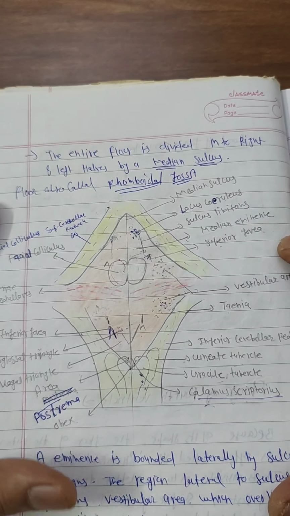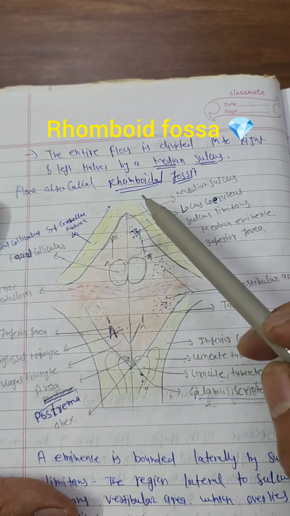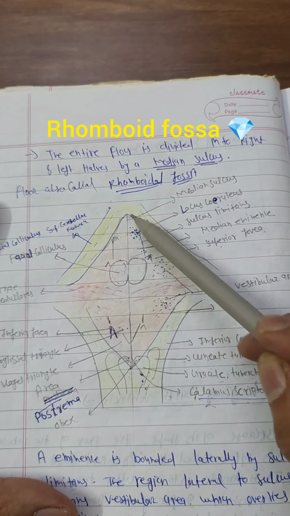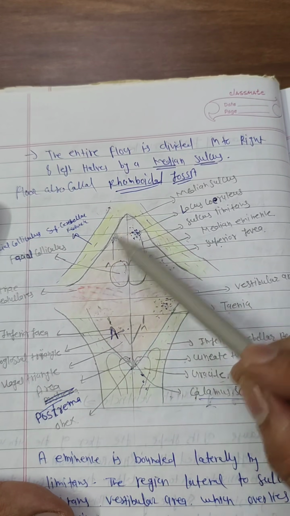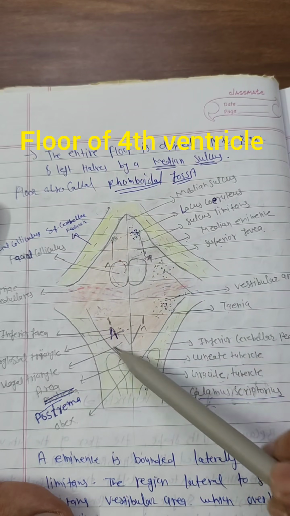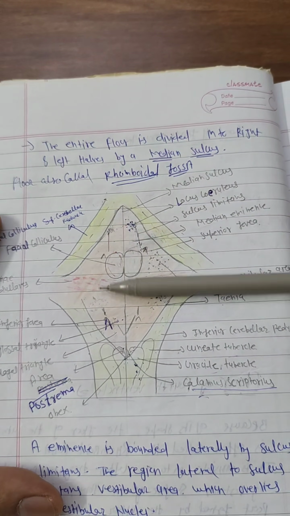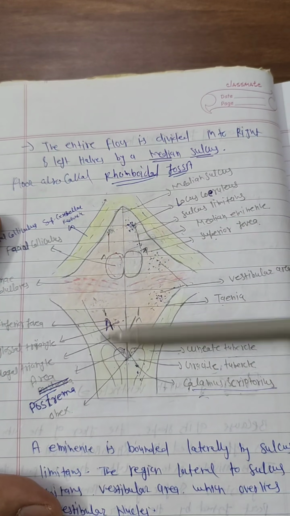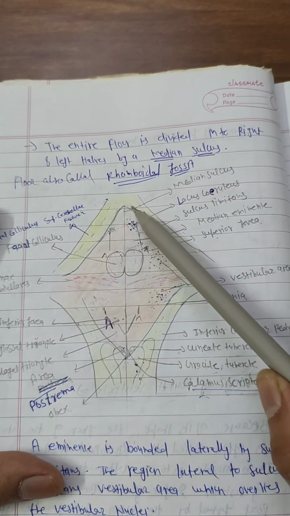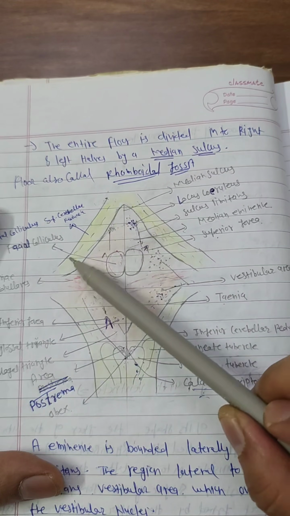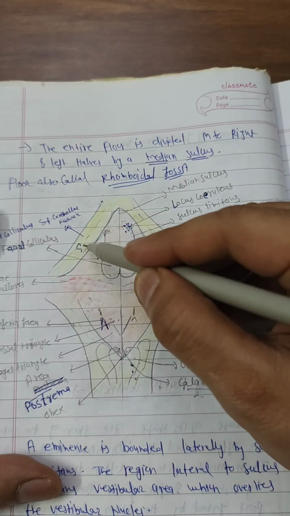This is the floor of the fourth ventricle, also known as the rhomboidal fossa. This diamond shaped structure is the fourth ventricle, and we are specifically talking about its floor. First of all, we'll talk about the boundaries. Superiorly it is bounded by the superior cerebellar peduncle.